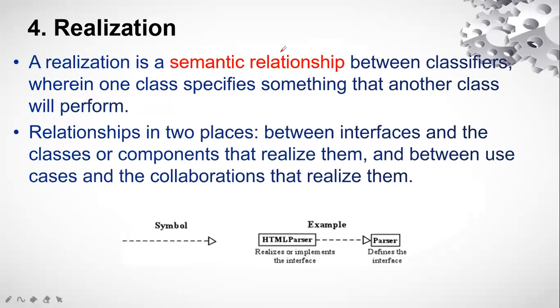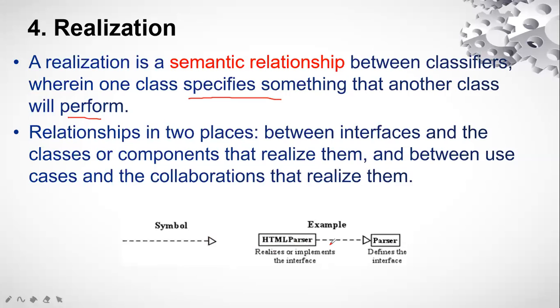Now the fourth one is the realization. Realization is a semantic relationship between classifiers, where one class specifies something and another class performs it, right? There is an example we have taken. First of all, it is shown with a dashed line with a triangle box, and we have taken an example of HTML parser and the parser.